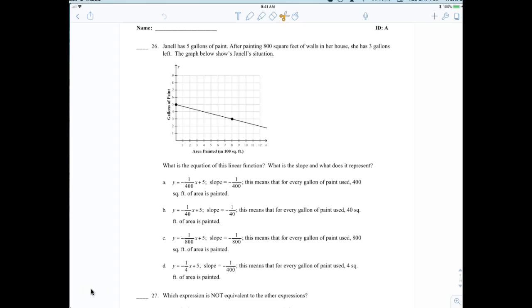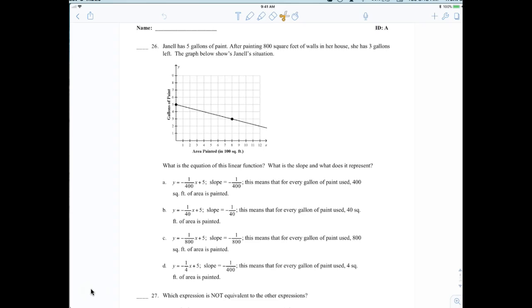All right. Now it says Janelle has 5 gallons of paint. After painting 800 square feet of walls in her house, she has 3 gallons left. The graph below shows Janelle's situation. So essentially what we're doing is we're trying to find the equation of that line.